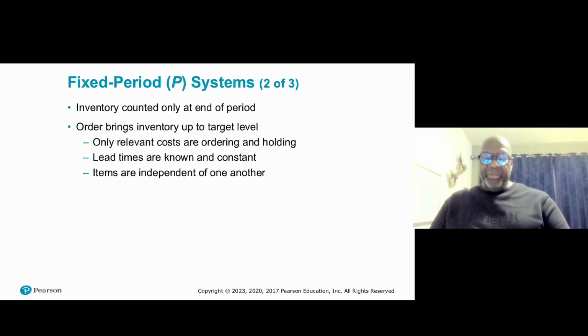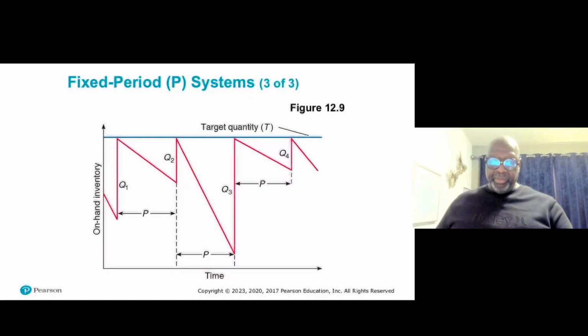So inventory is counted only at the end of the period. Each order brings inventory up to the targeted level, so the full tank of gas as we were talking. Only relevant costs are ordering and holding costs. Lead times are known and constant, and items are independent of each other. So that's a typical kind of periodic review system.